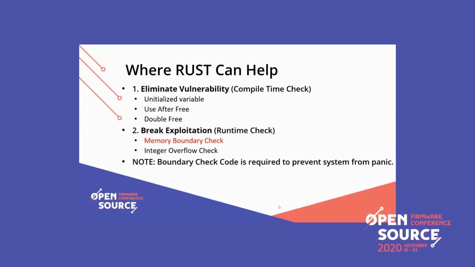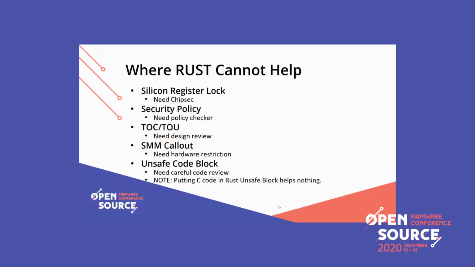However, we also notice that there are some security vulnerabilities that the Rust language cannot help with. For example, the silicon register lock. Rust language cannot understand the silicon register lock attribute. We need to use a chipset tool to check if all required registers are locked properly. Security policy means to enable or disable secure features such as EFI secure boot or 4K aligned runtime modules in the UEFI memory attribute table. It is not related to the Rust language. We need a policy checker.